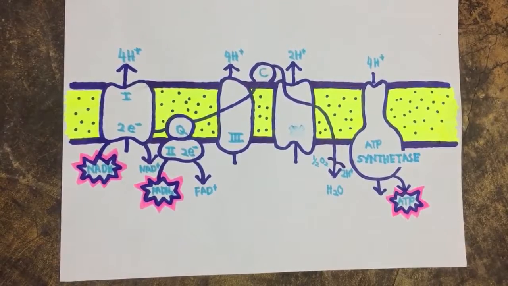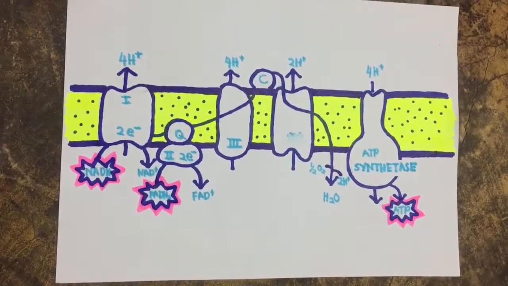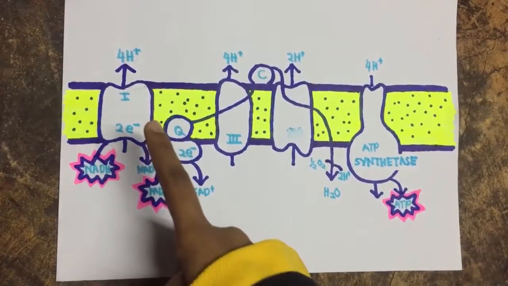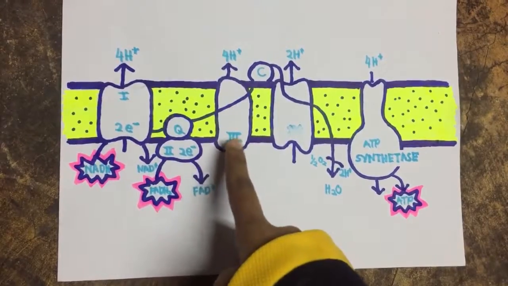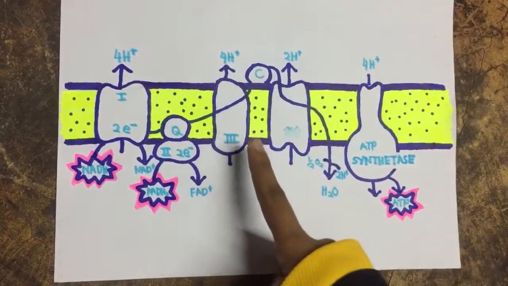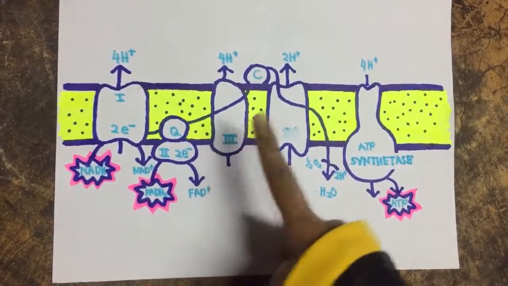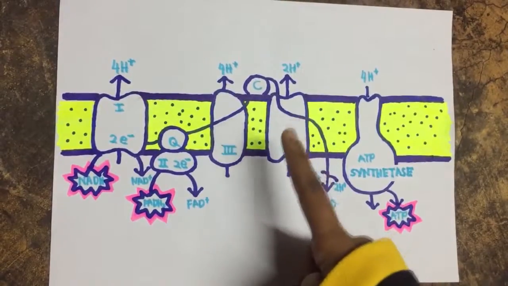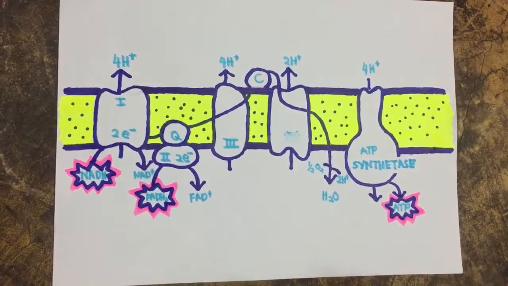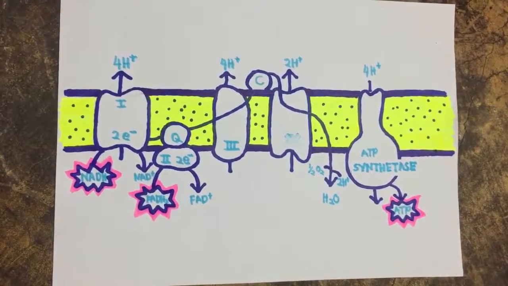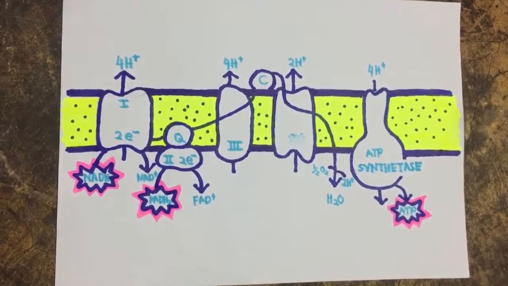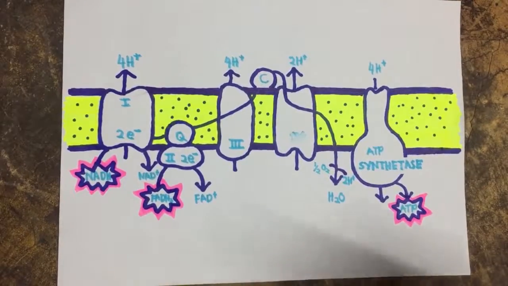So here is the membrane and within it is a bunch of protein complexes. They are known as complex 1, NADH dehydrogenase, complex 2, succinate dehydrogenase, complex 3, cytochrome C reductase, complex 4, cytochrome C oxidase, and the last one is the ATP synthase, or sometimes known as complex 5. It is a complex that makes the ATP. The other factors involved in the electron transport chain are coenzyme Q10 and cytochrome C.